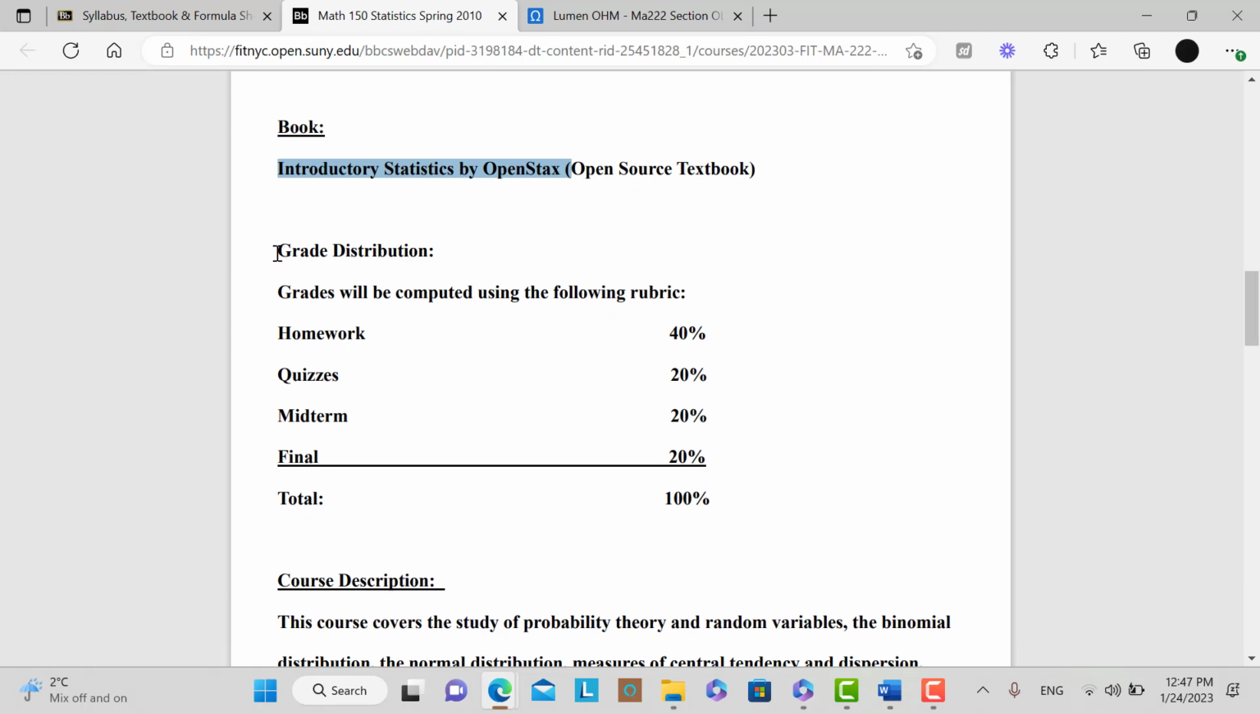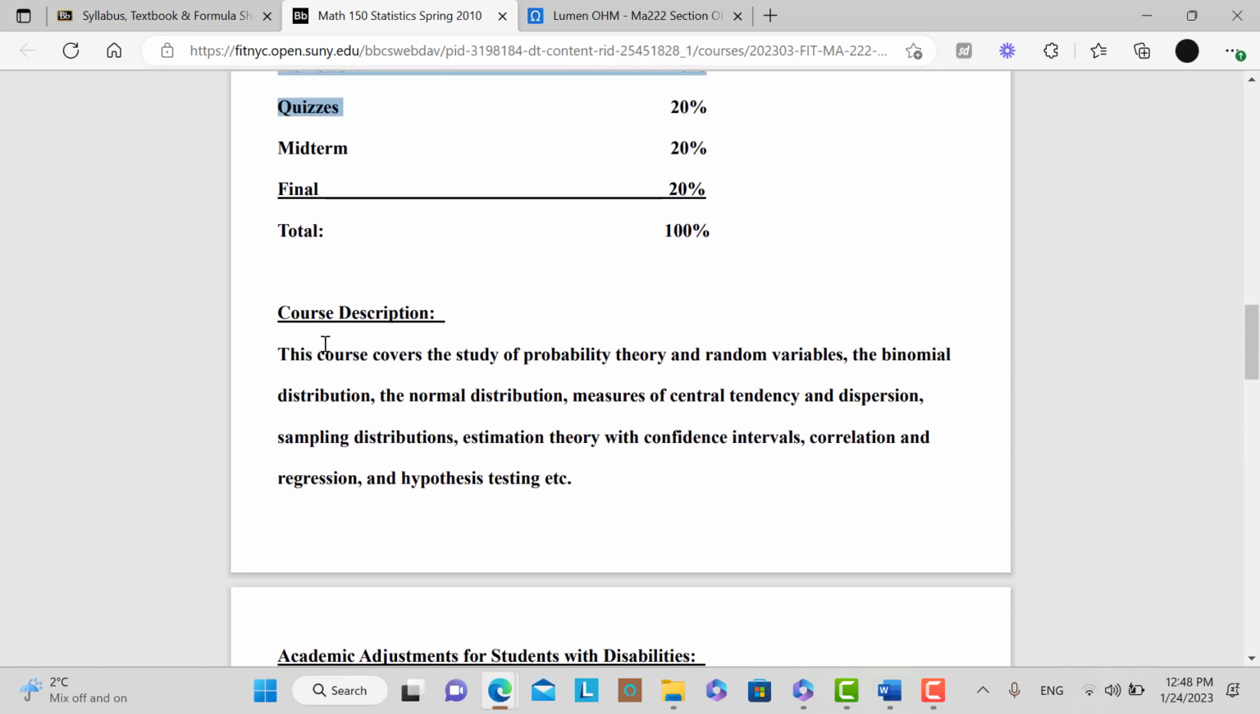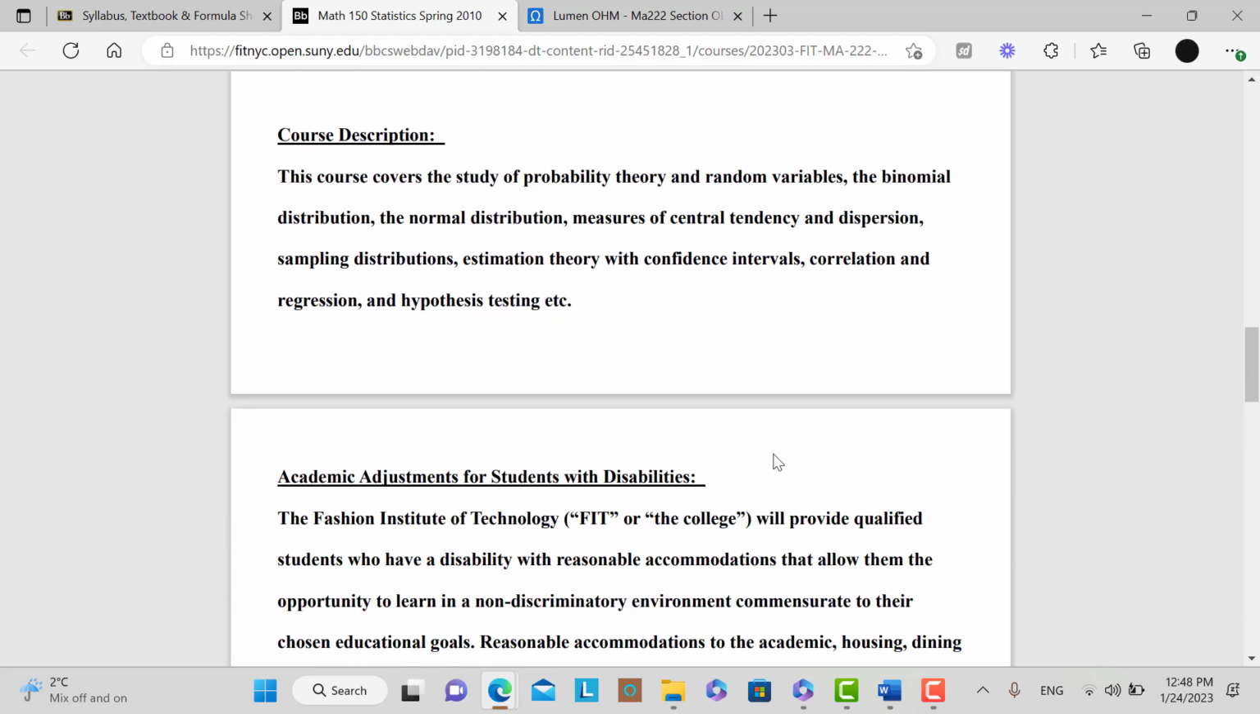So in terms of grade distribution, we are allocating 40% towards the homework, 20% assigned to quizzes, midterm and final exam. Each one is worth 20%. And then course description, we're going to cover 9 chapters.